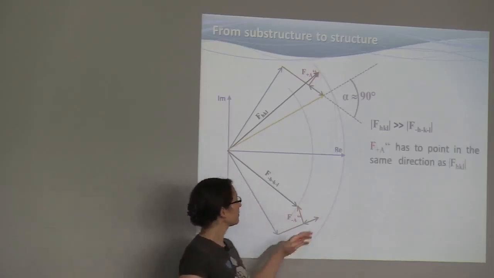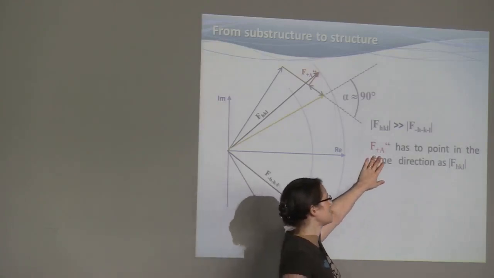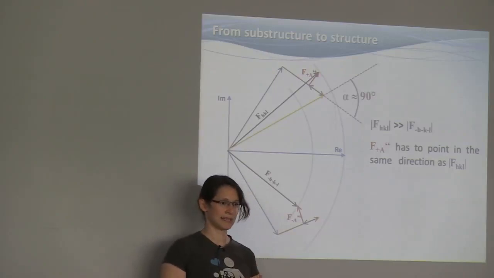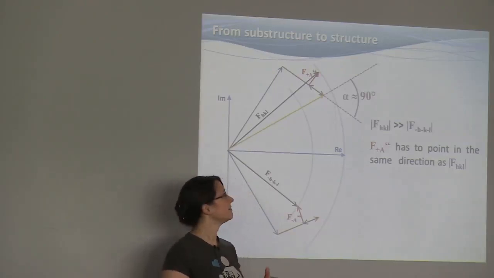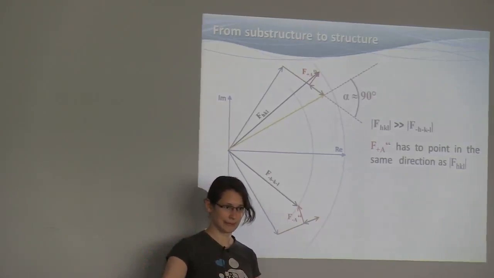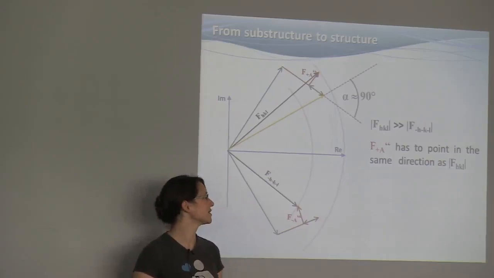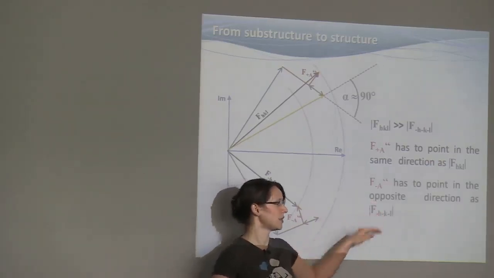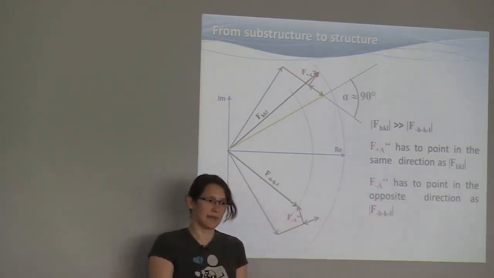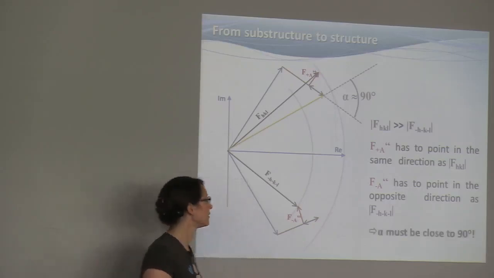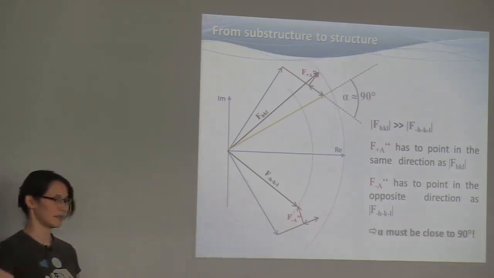So again, F double prime contributions have to point in the same direction as FHKL if FHKL is a much darker reflection, much higher intensity than F minus H minus K minus L. And F double prime has to point in the opposite direction, hence making F minus H minus K minus L smaller. So we can estimate alpha for this type of reflections.